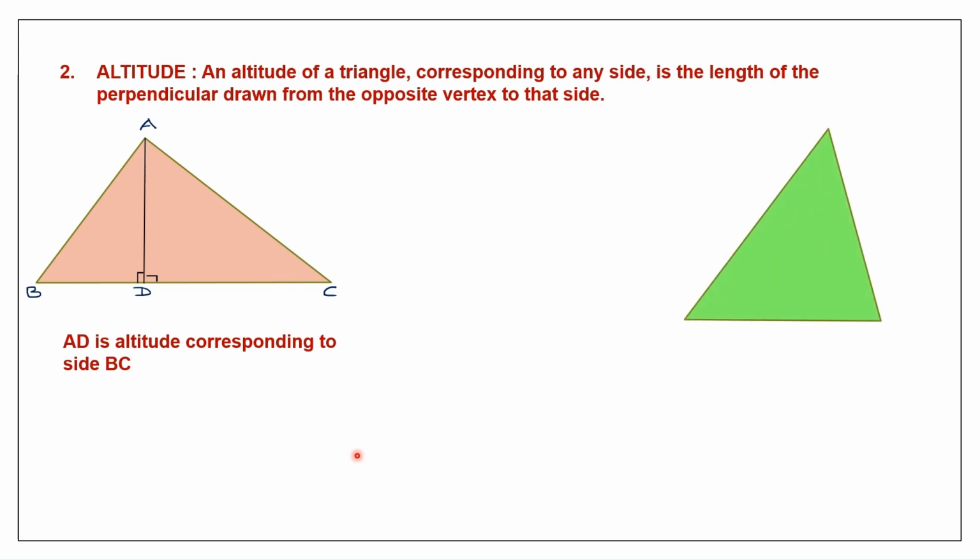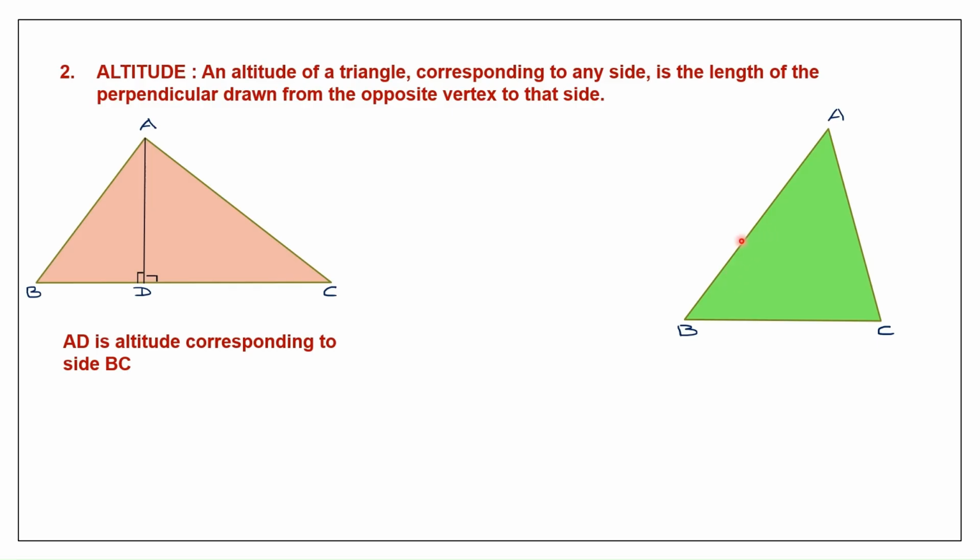Let's take another triangle. So here we have again triangle ABC. And this time let's take side AB. So here we have side AB. The opposite vertex is C. From here we're going to draw a line touching AB. Remember, it should be a perpendicular line. We're not looking at the midpoint. We're looking at a perpendicular line.